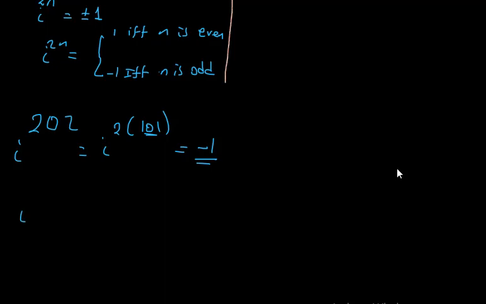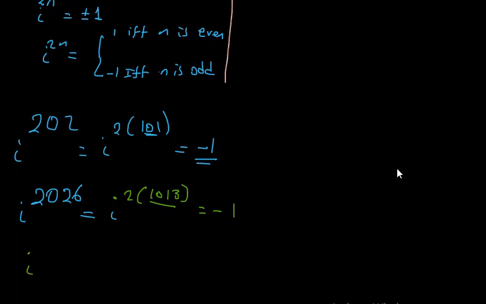Let's see one more example, for example 2026. Let's express this as a multiple of 2. This is going to be i squared, 2 groups of 1013. 1013 is odd, so the answer is negative 1.